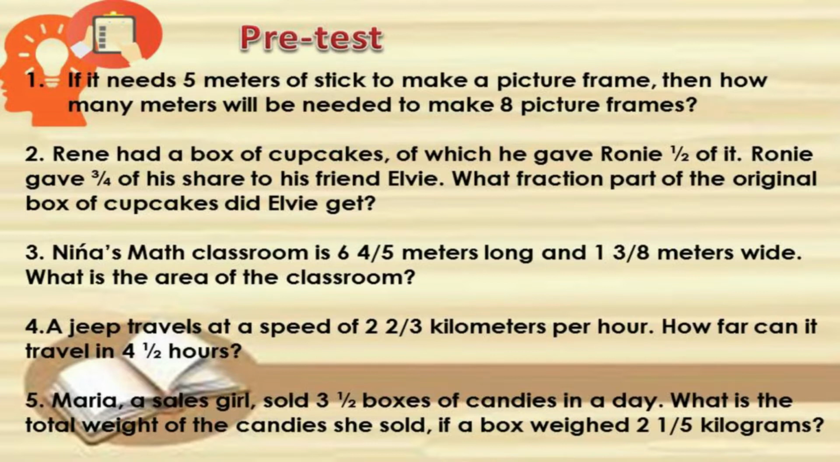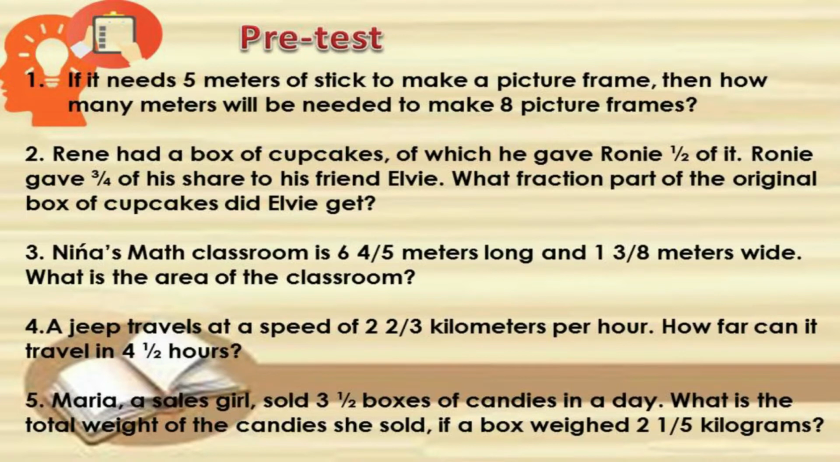For question number 2, Rene had a box of cupcakes of which he gave Ronnie 1/2 of it. Ronnie gave 3/4 of his share to his friend LB. What fraction part of the original box of cupcakes did LB get? For question number 3, Nena's math classroom is 6 4/5 meters long and 1 3/8 meters wide. What is the area of the classroom?